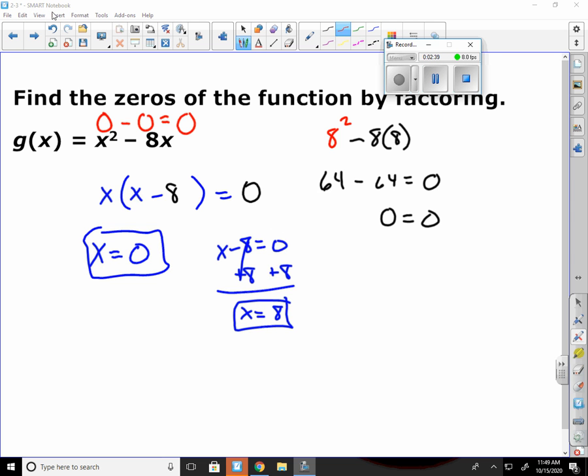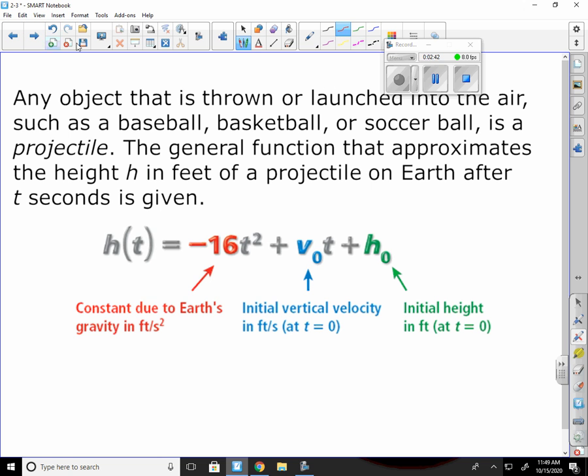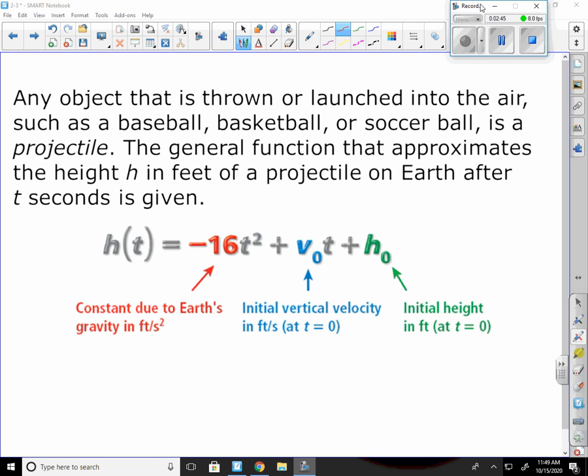So not too bad so far. Now we get to throw some word problems in. You're going to find when you eventually take physics that this is a common physics equation. So we have any object that's thrown or launched into the air, such as a baseball, basketball, or soccer ball, is a projectile. The general function that approximates the height h in feet of a projectile on Earth after t seconds is given.